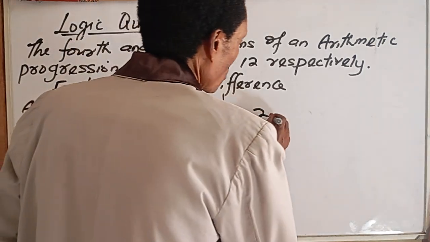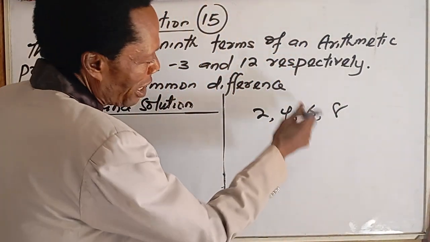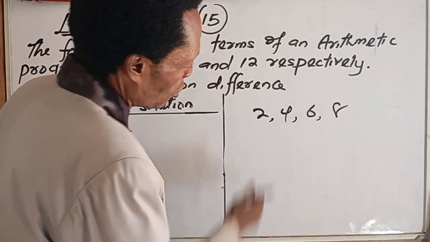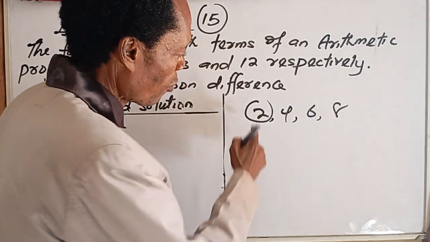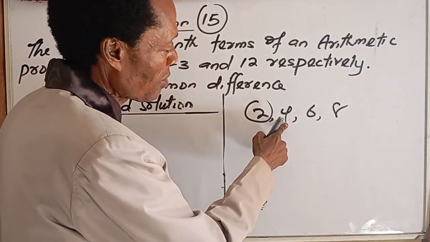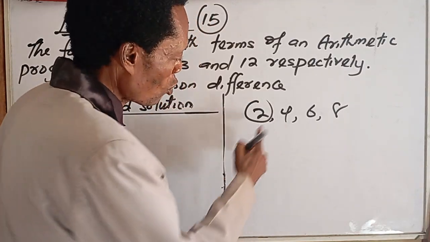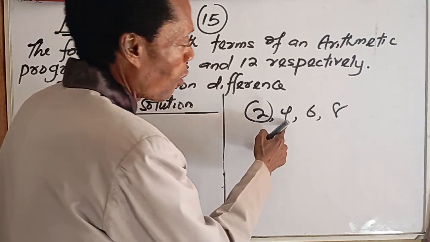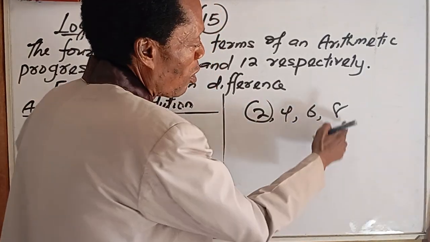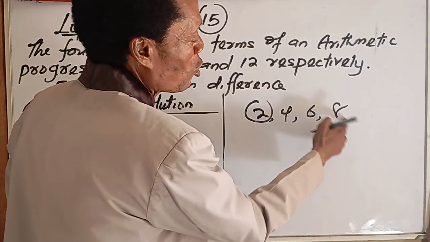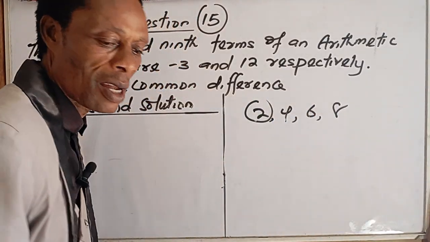Let's assume 2, 4, 6, 8. Looking at this, these are the terms. This is the first term, which could be represented as A. To get the second term, you discover there's a common value, and that is 2. 2 plus 2 gives you 4, 4 plus 2 gives you 6, 6 plus 2 gives you 8. And if you want to come back, you subtract 2 to give you 6, you subtract 2 to give you 4. That is what I mean.